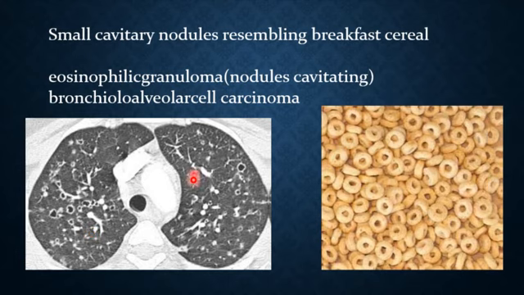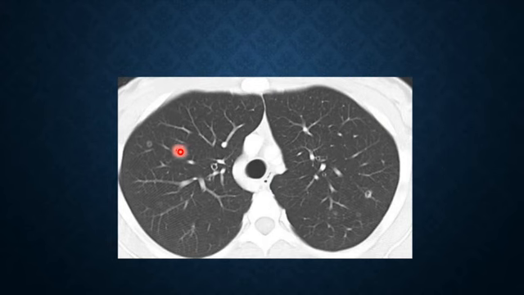So when you see this appearance, it looks delicious, like Cheerio. Keep in mind, bronchoalveolar carcinoma, not so delicious, and eosinophilic granuloma also not a delicious thing. Again, you can see this Cheerio here, very delicious. Another one here. Different severities of the Cheerio sign.